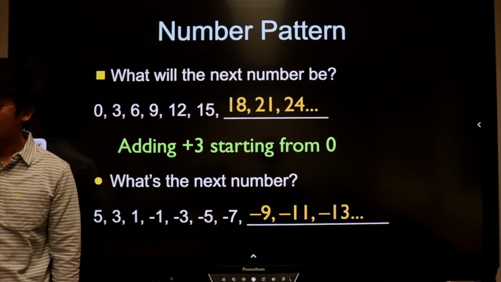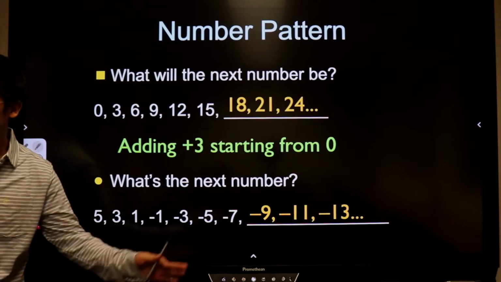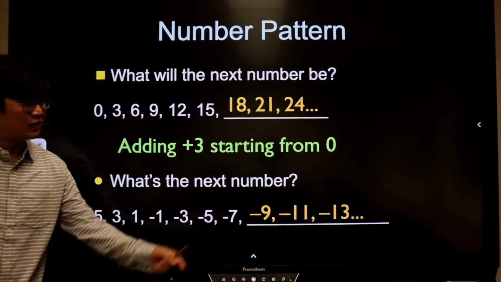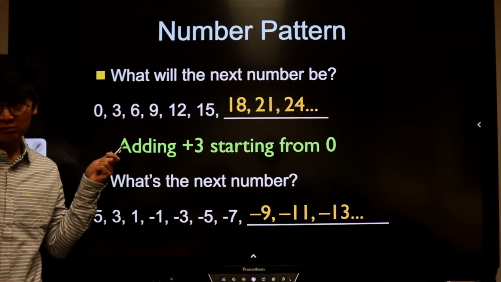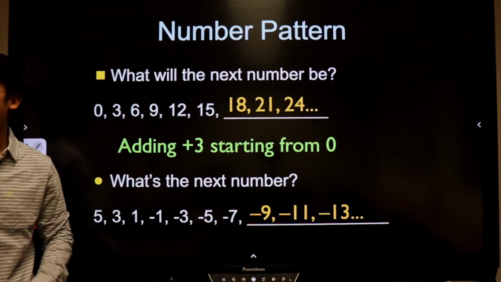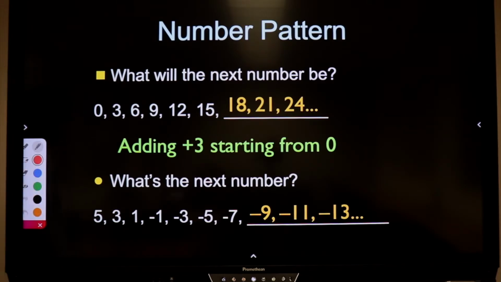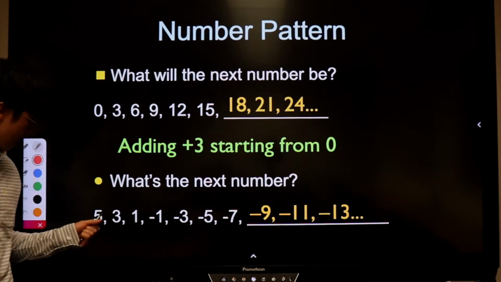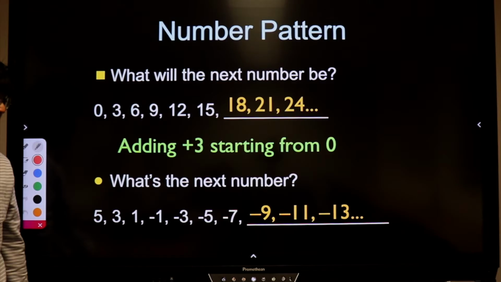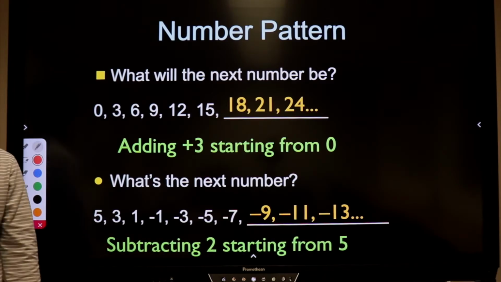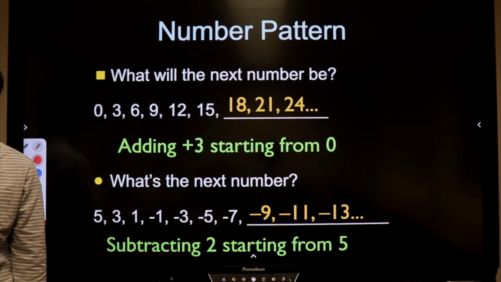Now, you need to describe the pattern in this sequence. Just like how we did on the first set, how are you going to write your description on the second set? Negative 2 starting with 5. And to make it more descriptive, it's basically subtracting 2 starting from 5, right?